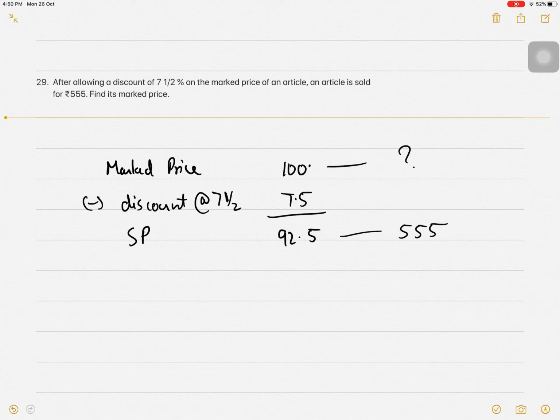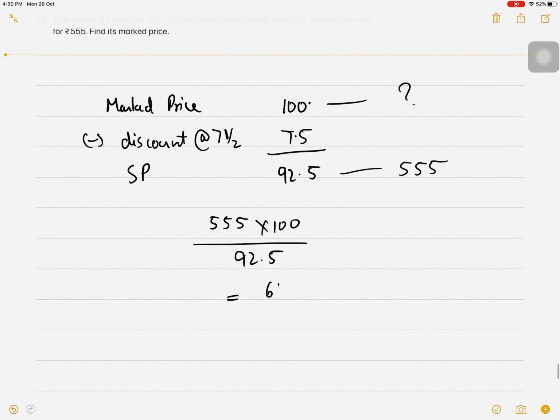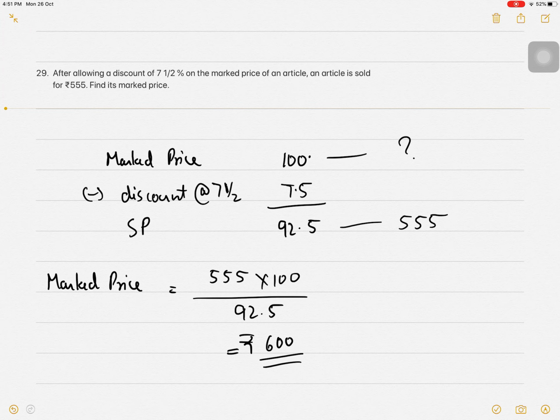So cross multiply. 555 multiplied by 100 divided by 92.5. So it comes to 600. Therefore, marked price is equal to 600. Okay. So therefore, marked price is rupees 600.